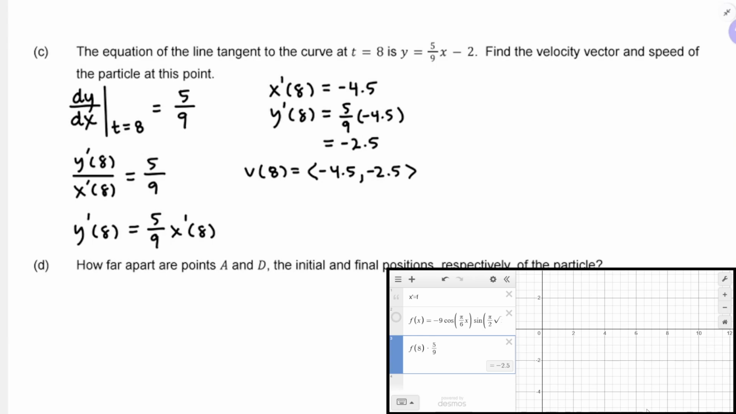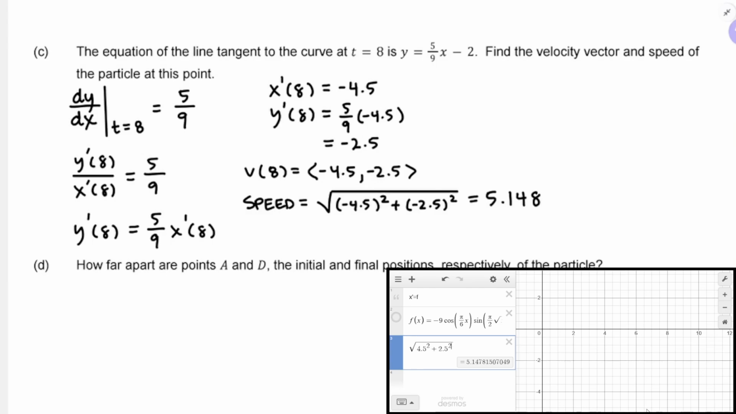And then for the speed, we're going to use those components of velocity because that's how we compute speed, it's the length of the velocity vector. So speed is going to be the square root of something squared plus something else squared, and those things are the negative 4.5 and the negative 2.5. If I want, I can use the calculator for this. 4.5 squared, positive or negative, doesn't really matter, plus 2.5 squared, that's going to give me 5.148. And that's going to be the speed. But if you wanted to do that by hand and say that's the square root of 106 all divided by 2, that would be just as good. It's all the same number. So that's our speed.